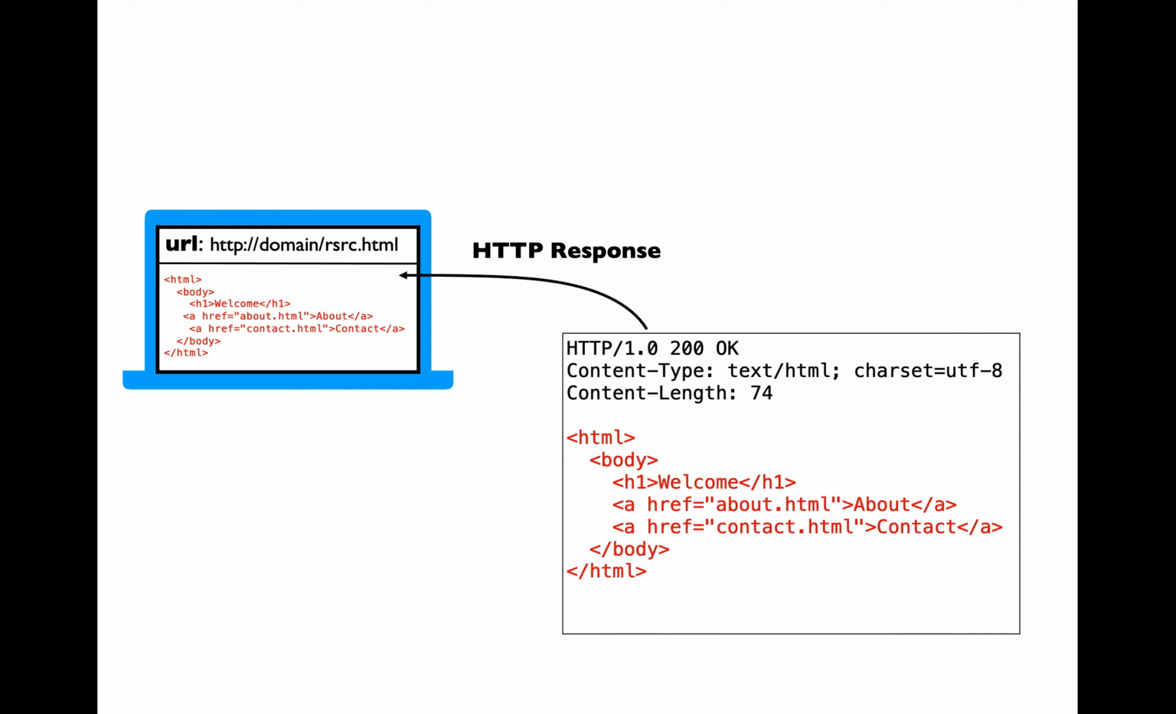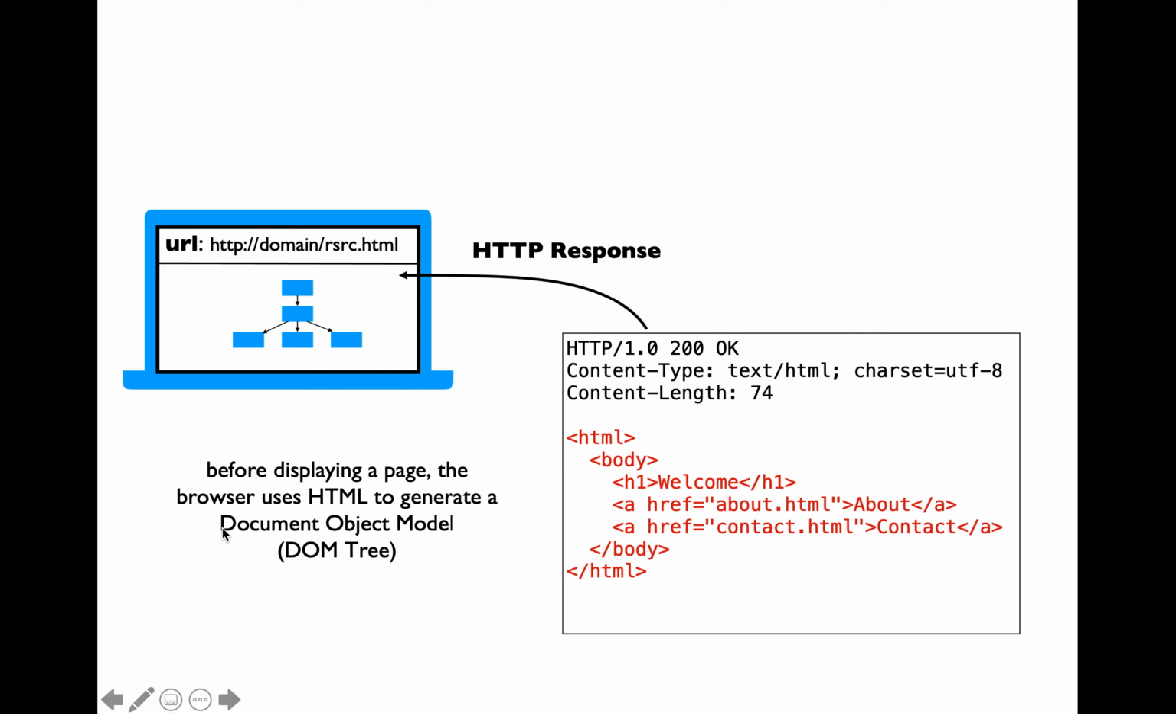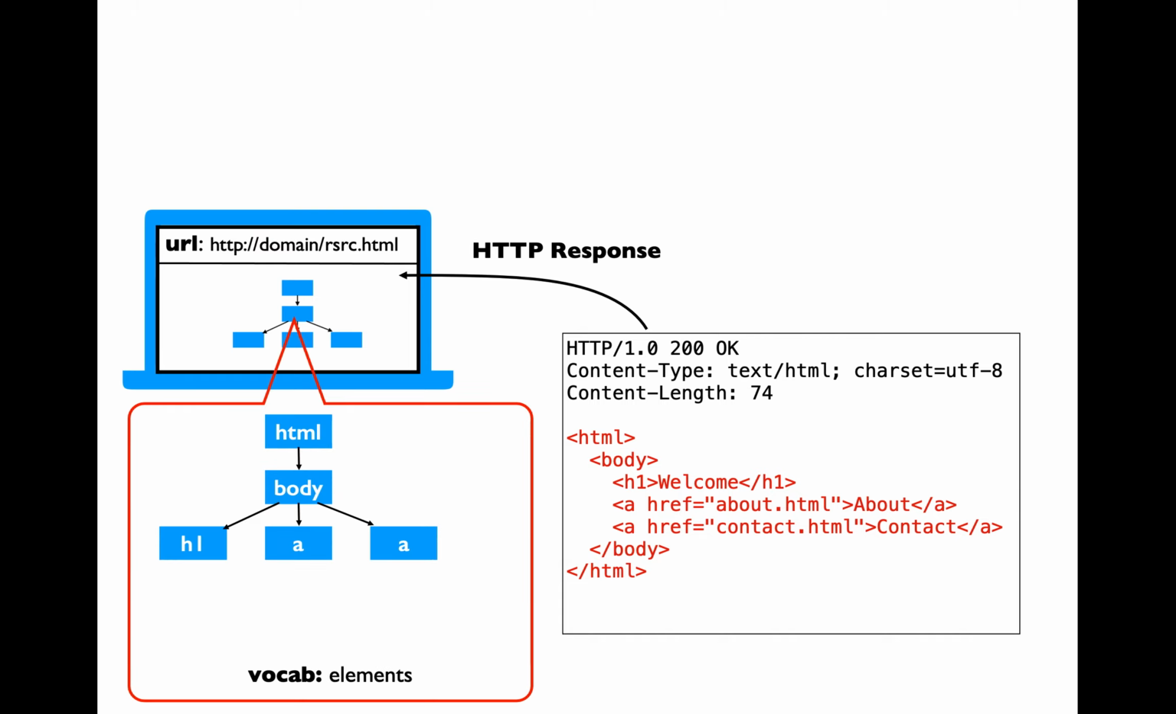Once the web browser receives the HTTP response packet, it is going to generate what is called the document object model or DOM tree. We'll be using this simple HTML format to understand the structure of the DOM tree, which is going to be very simple. We'll be taking every tag within the HTML format and adding that as a node to our DOM tree.